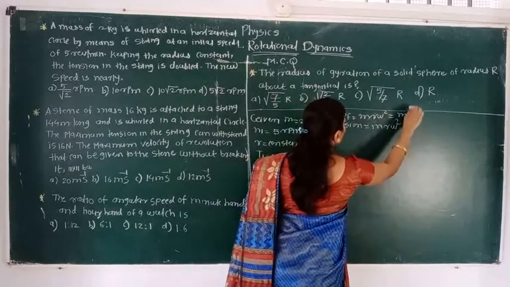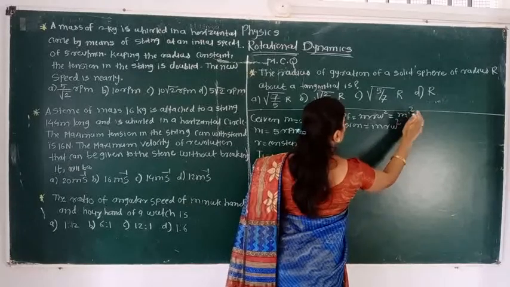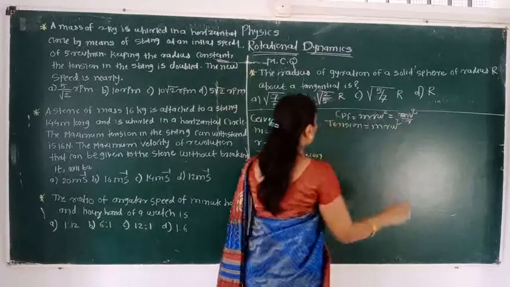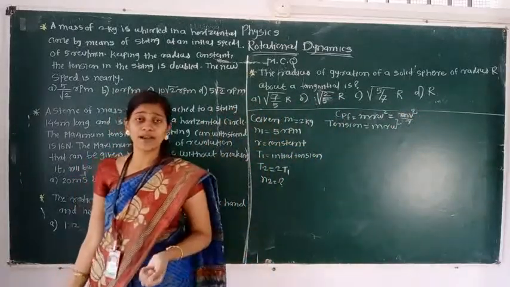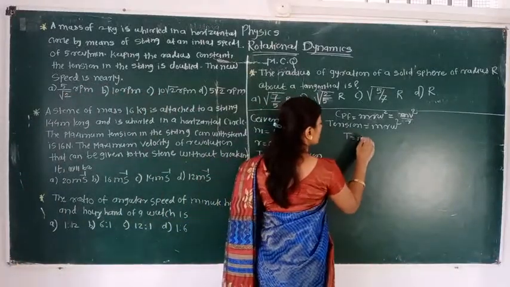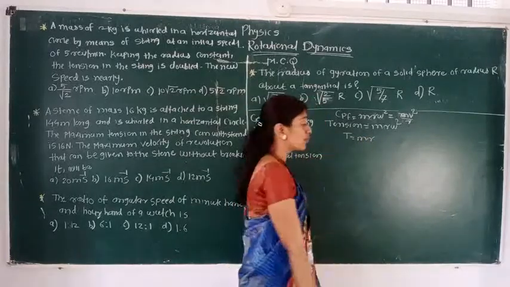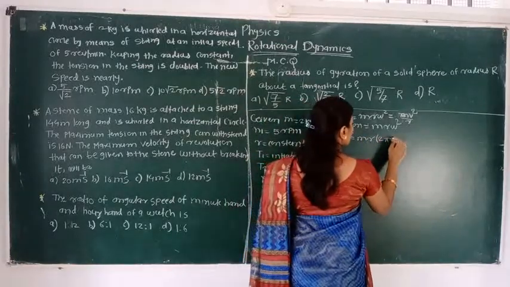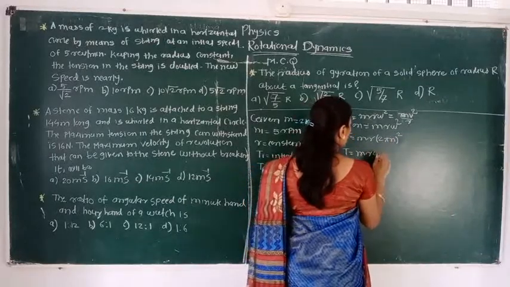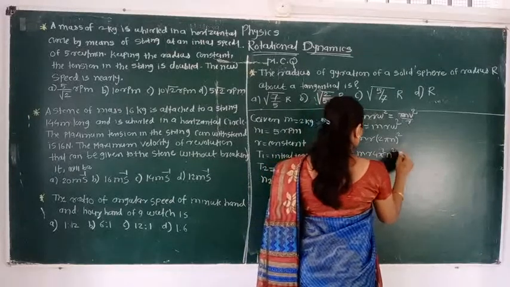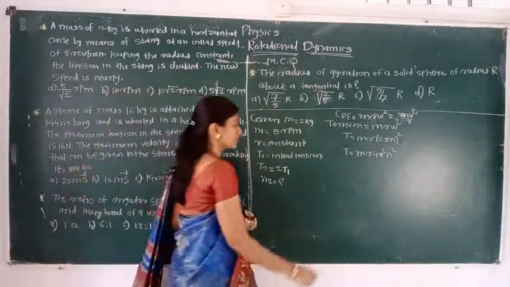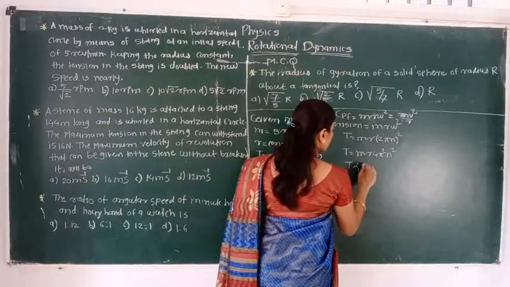Otherwise it is m v square upon r. That formula we know. Only here the centripetal force is replaced by the tension. Suppose we want to solve, T is equal to m r omega square, and the value of omega is equal to 2 pi n. So T is equal to m r 4 pi square n square. So we can say that tension is directly proportional to n square.